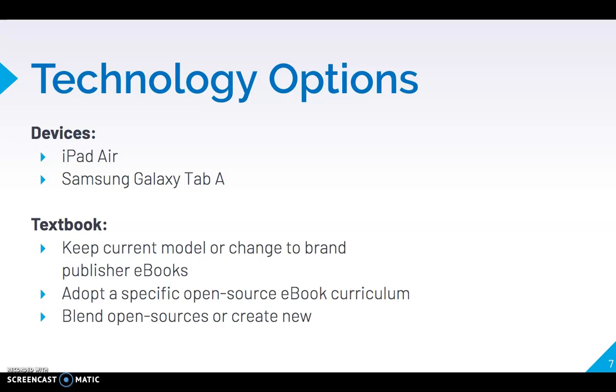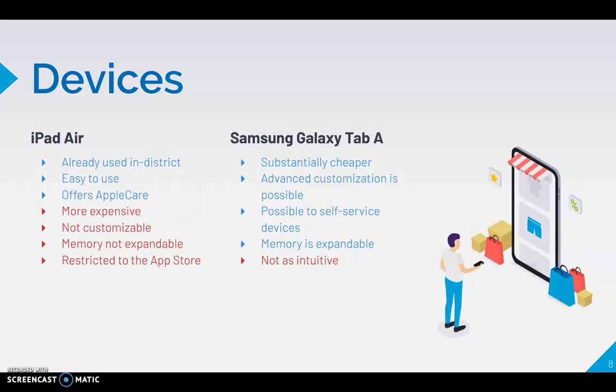We currently have the iPad Air at the middle school level, and I examined the Samsung Galaxy Tab A. And then there were 3 different textbook models I took a look at. So it's kind of keeping the current model and then changing to a brand name publisher ebook instead. So it's still publisher brand, but it's their subscription service. There's adopting a specific open source curriculum or blending open sources and creating new. So staff would actually be creating a lot of the content themselves and possibly collaborating with other districts.